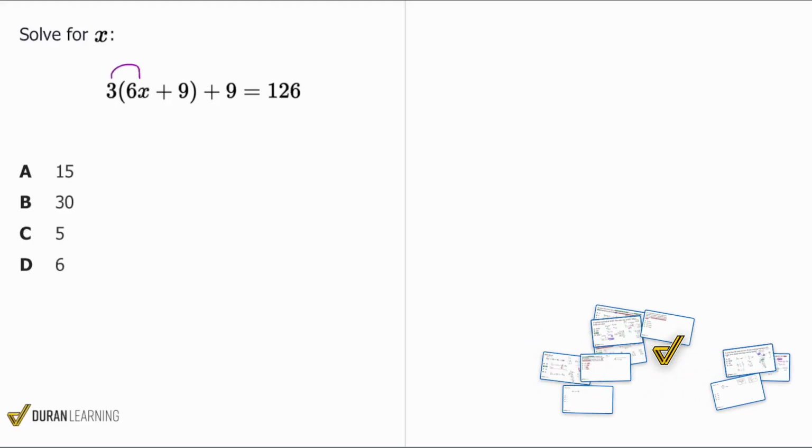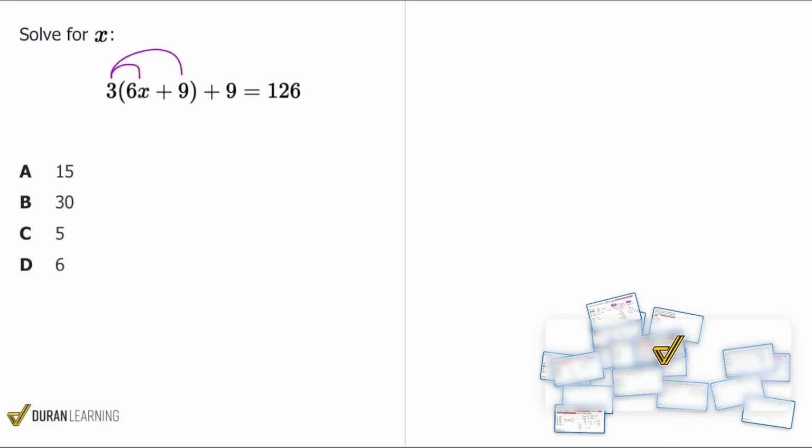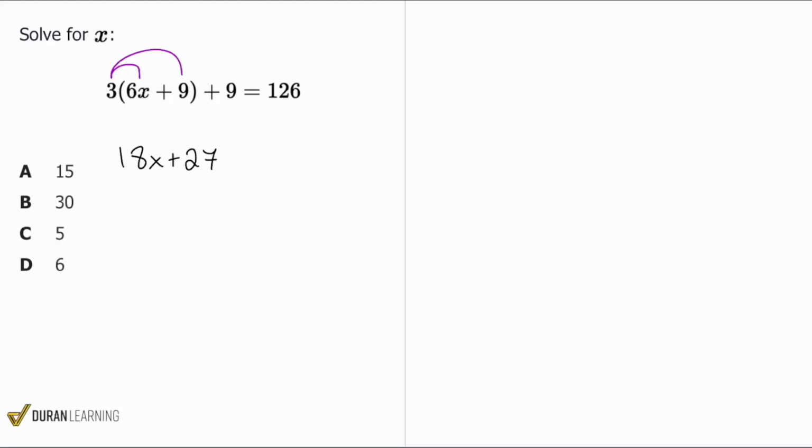So this would be 3 times 6x and 3 times the 9. So here, 3 times 6x will give us 18x. 3 multiplied by 9 gives us 27. And then we bring everything else back in, so the plus 9 and then the 126. Now that we're here, I can combine some terms together. I clearly see that we have a 27 and a 9 that we can bring together. And everybody, what's 27 and 9 added together? Combine those and we end up getting 18x plus 36.